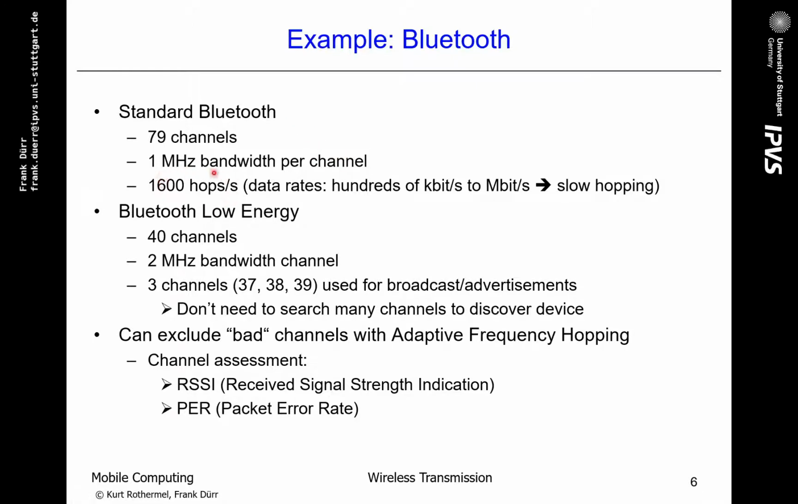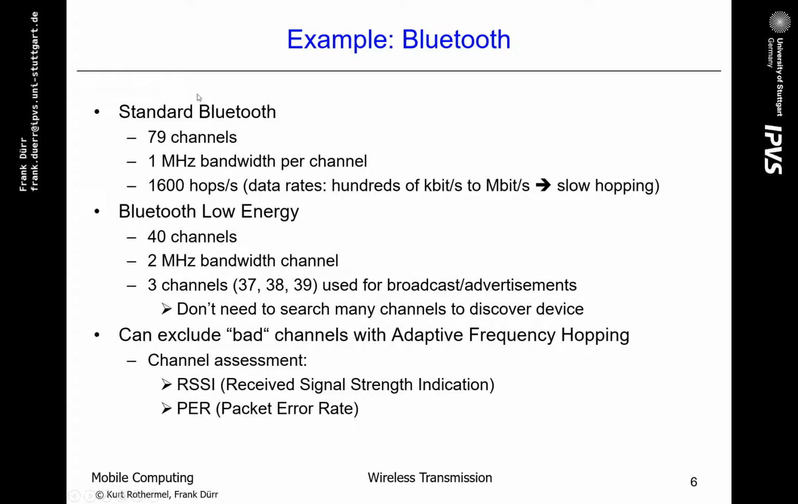Now we have a hopping frequency of 1600 hops per second. But we have also to remember the data rate of standard Bluetooth is hundreds of kilobits to megabits even. So that would mean we still have slow hopping. That would mean we transmit several bits per hop. So although this might seem like a high hop rate, hopping 1600 times per second, that still means we transmit several bits per hop, several bits per frequency, several bits per channel. So therefore it's still a slow hopping scheme used by Bluetooth.